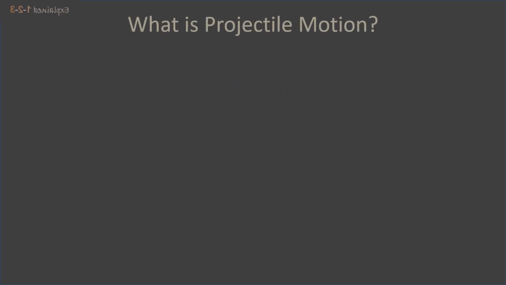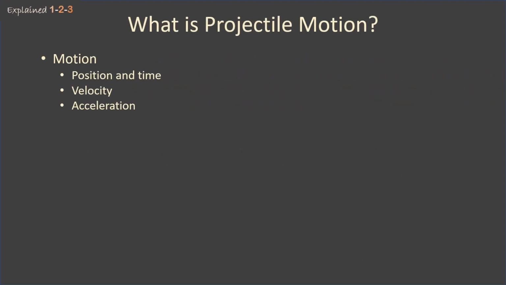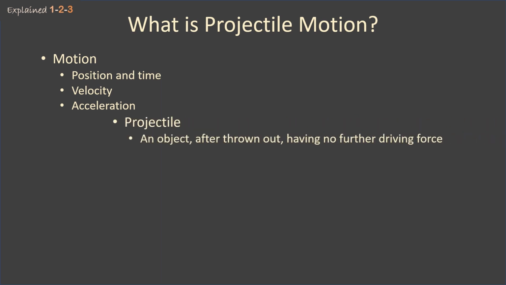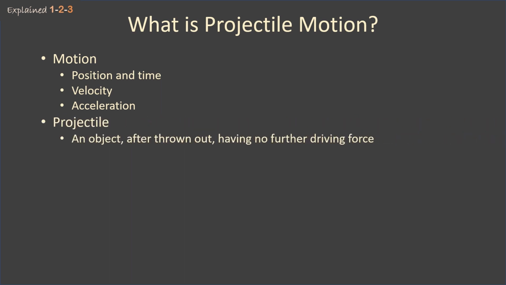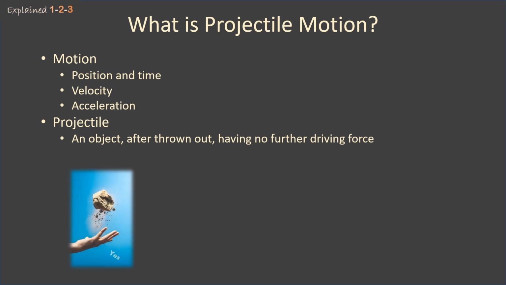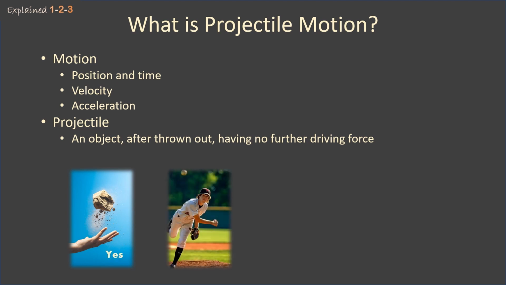Projectile motion. First is the motion. Motion is associated with position, time, velocity, and acceleration. A projectile is an object, once thrown out, or projected, that does not have any further means to propel or control its trajectory. A rock thrown is a projectile. So is a baseball pitched. Or a cannonball fired.